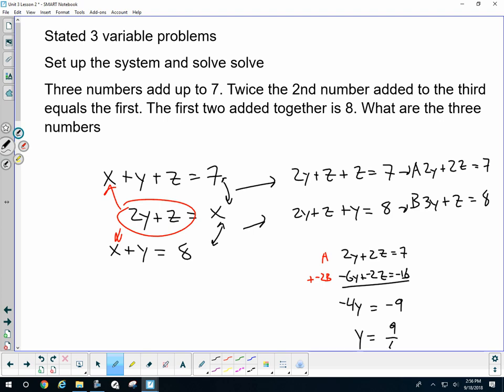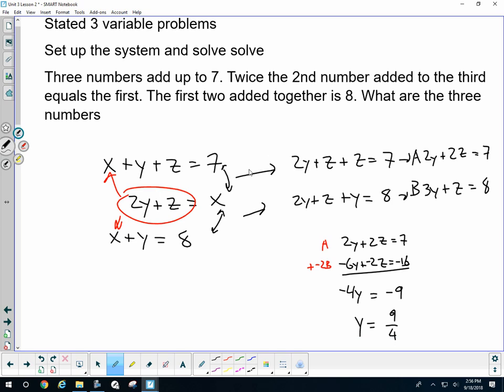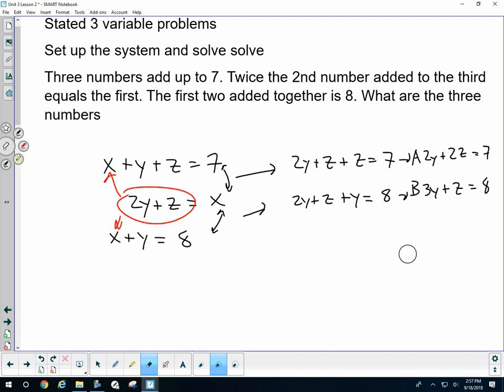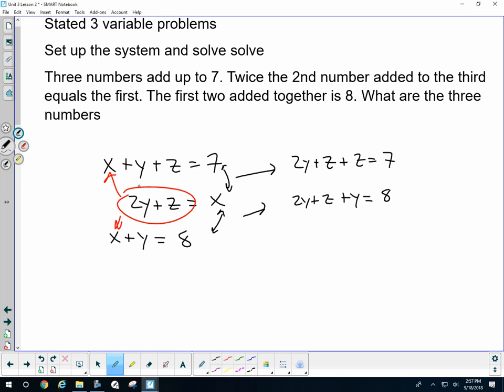I'm a little concerned at this answer. I'm going to check my work. This might be it. Oh, I made a mistake. Go back. Oh. I did not substitute it correctly. It should be 2y plus z plus y plus z. I think I made a mistake on both of them.